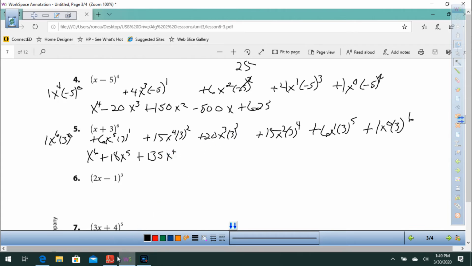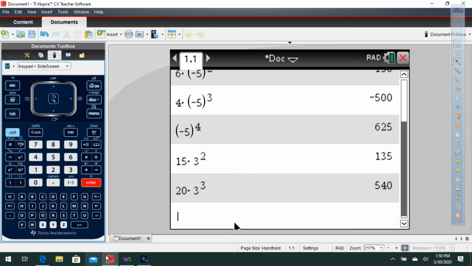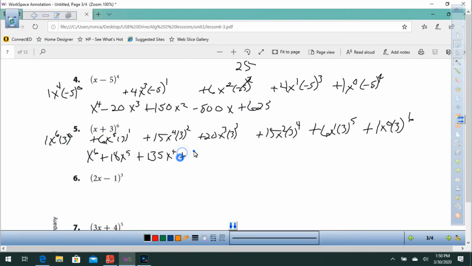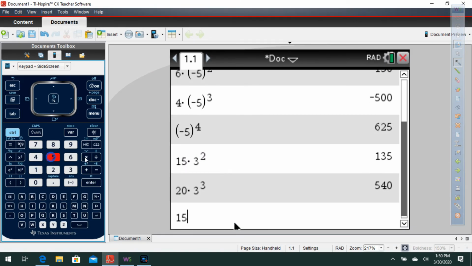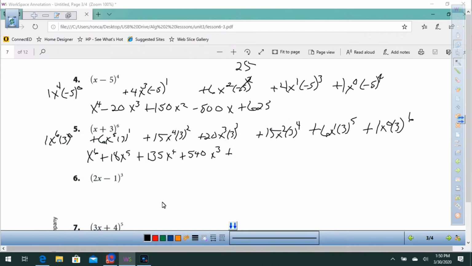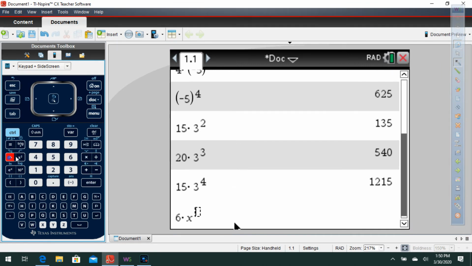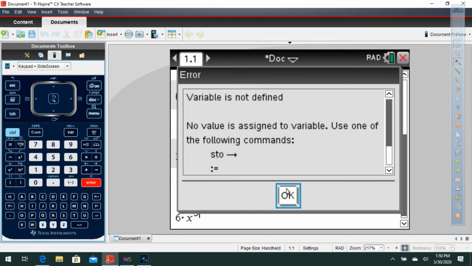And we got 20 times 3 cubed. 20 times 3 to the 3rd power. That's 540, plus 540 x to the 3rd, plus 15 times 3 to the 4th. 15 times 3 caret 4. 1215. 1215 x squared plus, now we got 6 times x to the 5th. That's a big number.